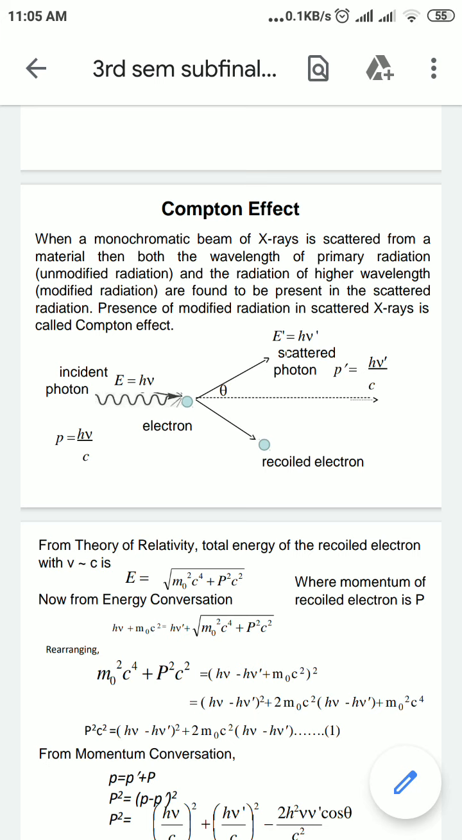So it has the incident frequency and also another frequency. A frequency change is happening, and this is called the Compton effect, or the modified radiation. Here it says the presence of modified radiation in scattered X-rays is called the Compton effect. That means the scattered beam contains a different frequency. So this effect is the Compton effect.